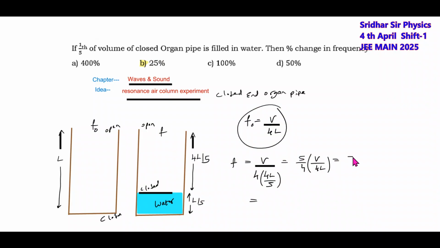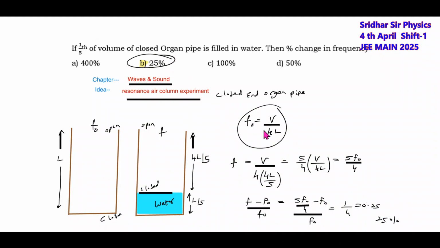This will become 5F0 by 4. Percentage change is asked, so it will be F minus F0 by F0, which is 5F0 by 4 minus F0, by F0. So this will be 1 by 4. 0.25 multiplied by 100 is 25%. Small idea. I'll move to the next question.